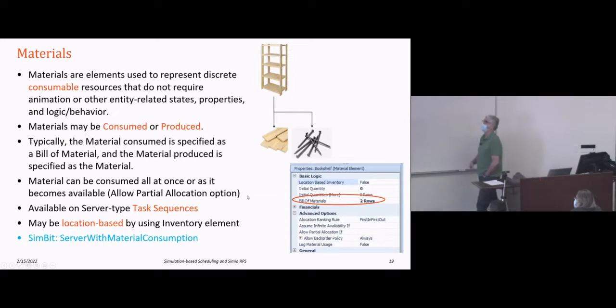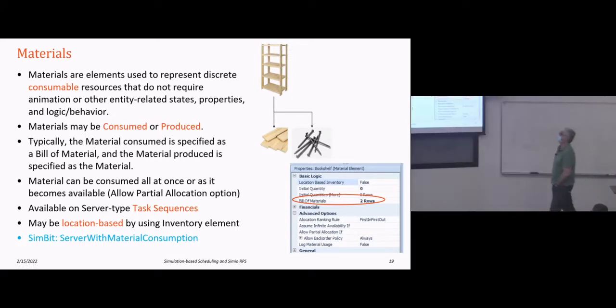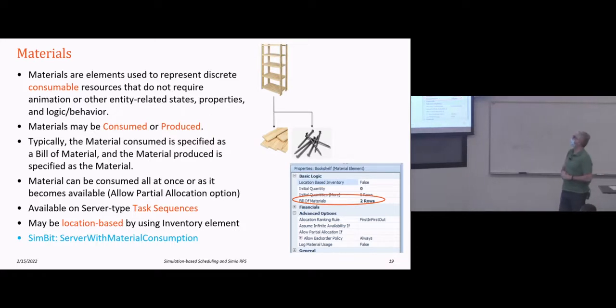And that's what a material is. A material is a Simio element that represents discrete consumable resources. There's no animation. There's a little bit of information about the quantity and all of that, as we will see, but we don't have logic associated with an entity. You don't route it places or any of that. It's just a thing that you can consume and you can add to.